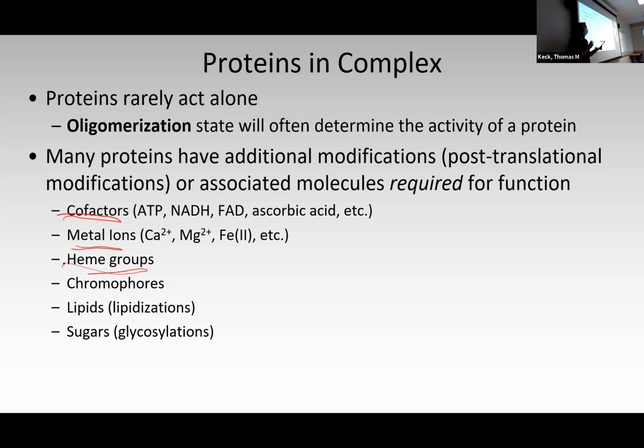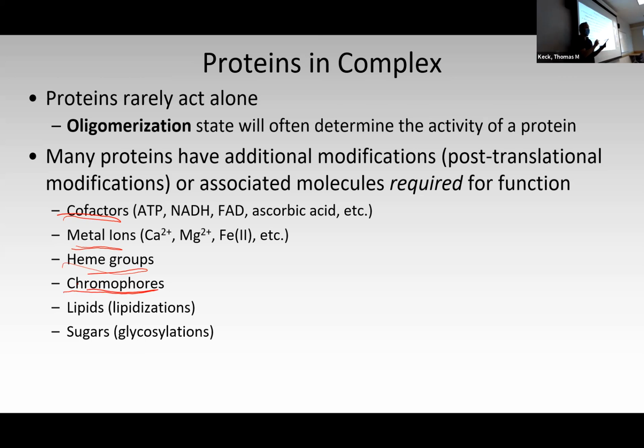Heme groups we'll talk about, but that's an example just from the hemoglobins, right? That is a complex three-dimensional structure with a porphyrin ring coordinating a particular iron ion and keeping it at a particular redox state.